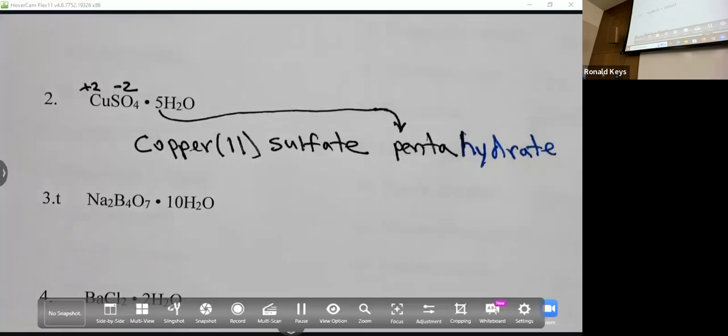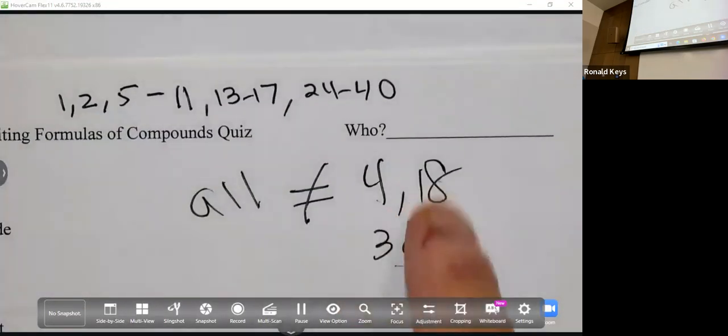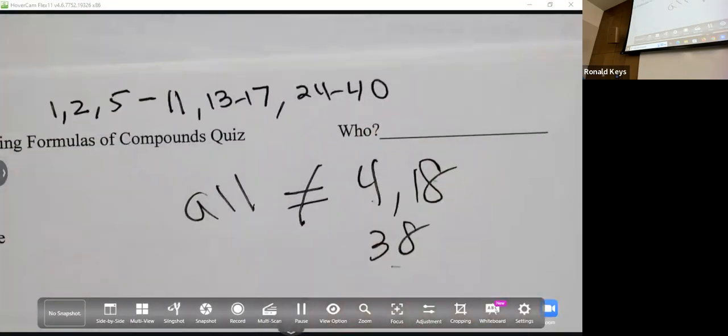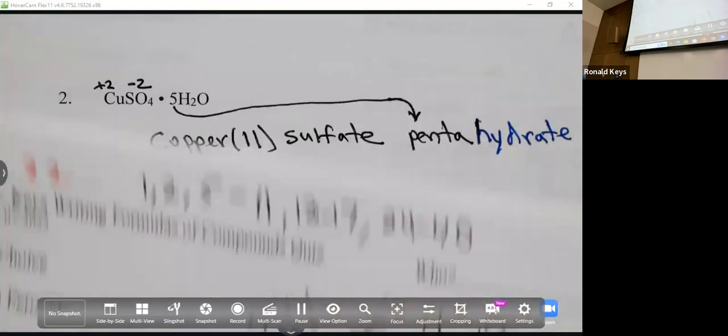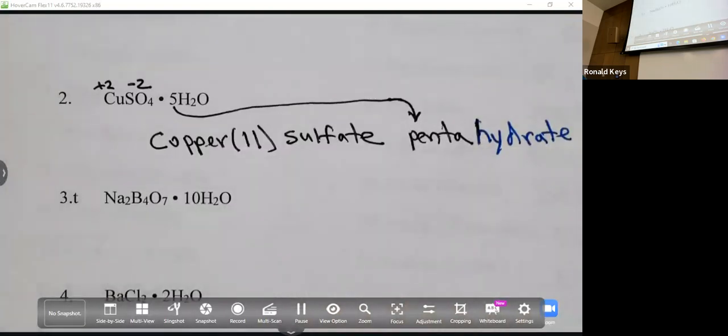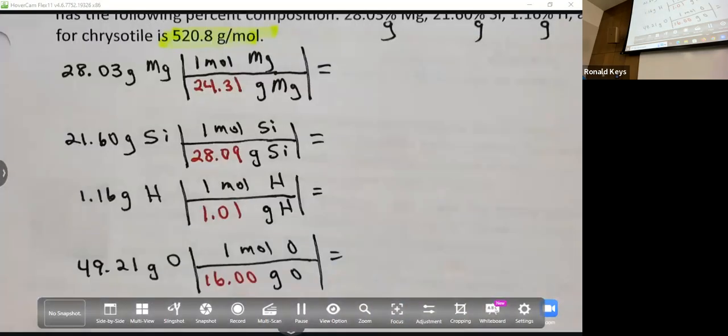Okay, that concludes chapter 2. That allows you to do 4, 18, 38. Those are just 3 hydrate questions. So you should be able to complete everything on this, on both quizzes. In both quizzes we have down for tomorrow night at midnight, I think, right? Pretty sure tomorrow night at midnight. Okay, that gets us to chapter 3, learning guide. Gets us to talk about what we're going to do in lab this week as well.